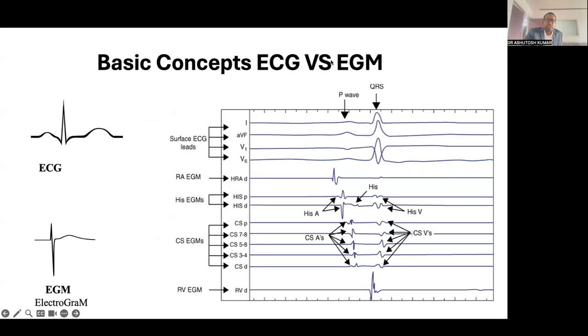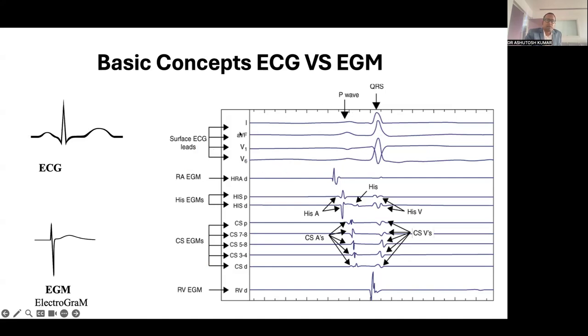So basically ECG and EGM, these two words we use. ECG, maybe everybody knows, is the integrated electrical activity on the surface of the heart that we are identifying. And EGM is the localized electrical activity in the heart. So when you put a catheter inside the heart, you get information which we call the EGM. It is also electrical, but it's a localized electrical activity.